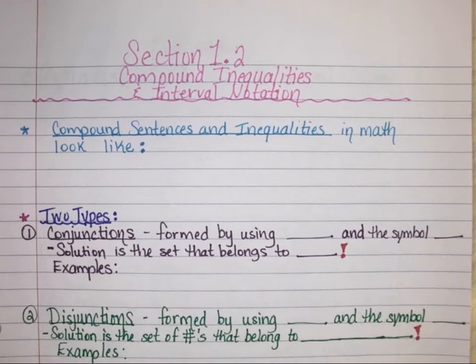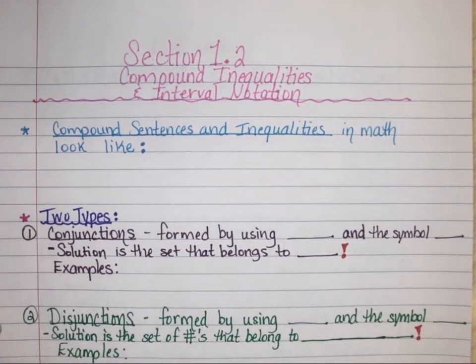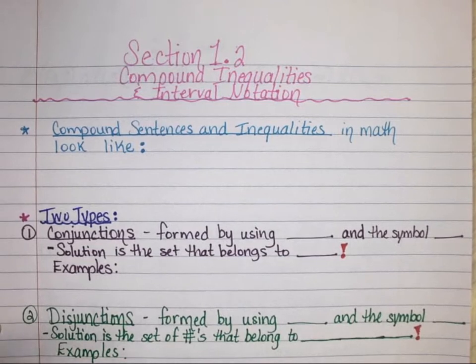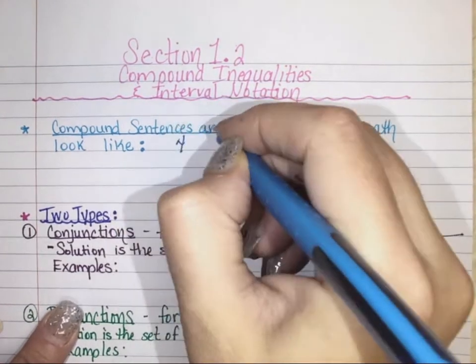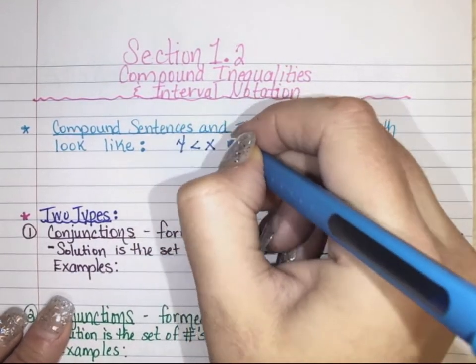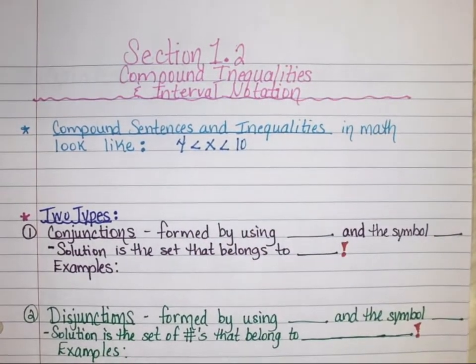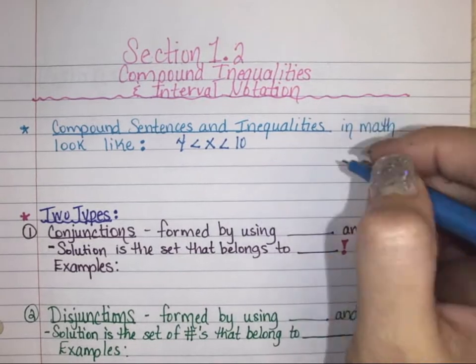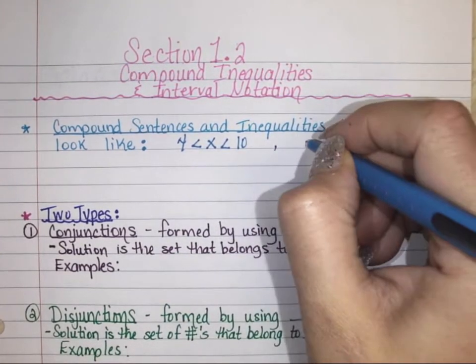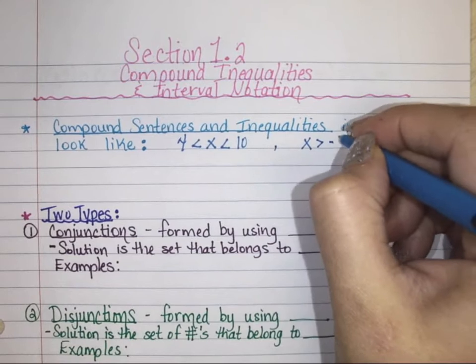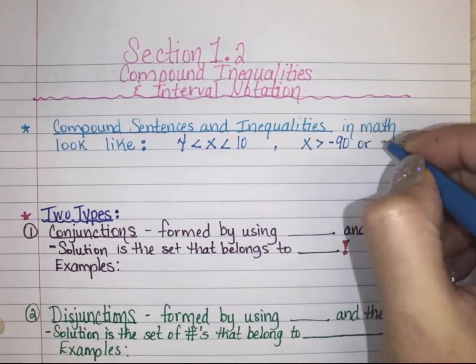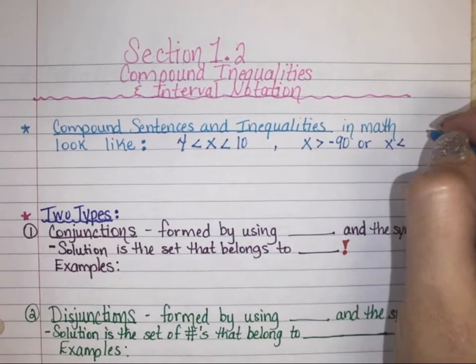1.2 Compound Inequalities and Interval Notation. Compound sentences, which are also compound inequalities in math, may take on the form such as 4 less than x, which is also less than 10. Or they may look like, as you're going to see, x is greater than negative 90, or x is less than 100.